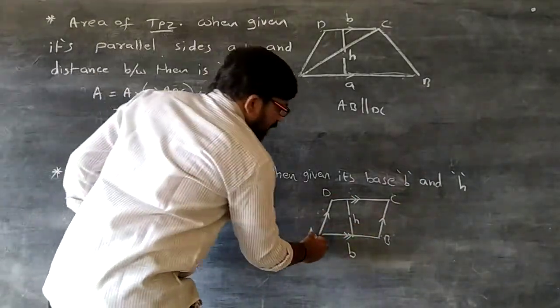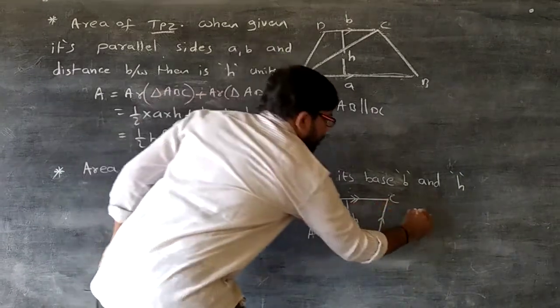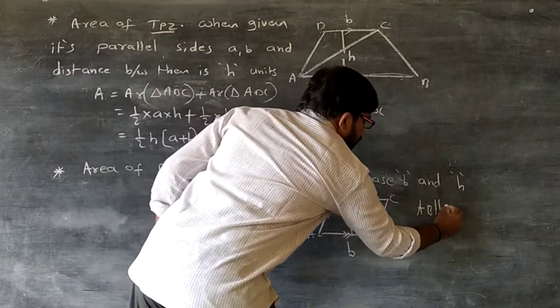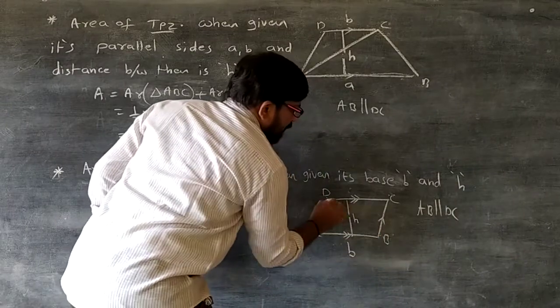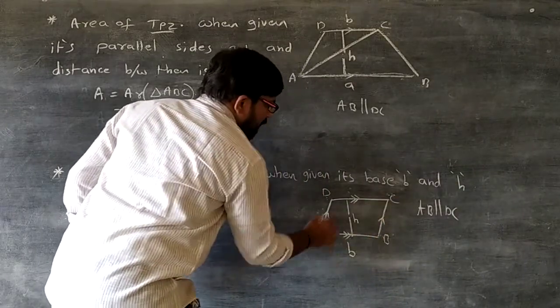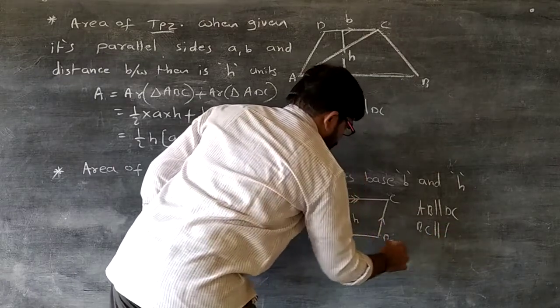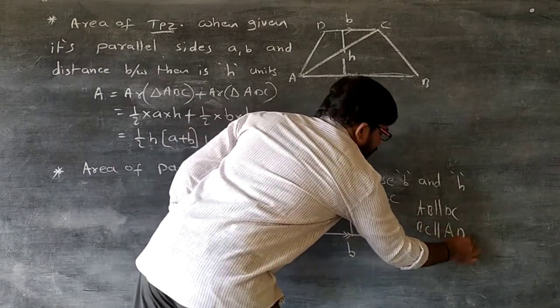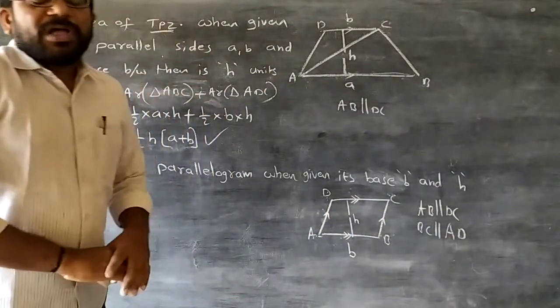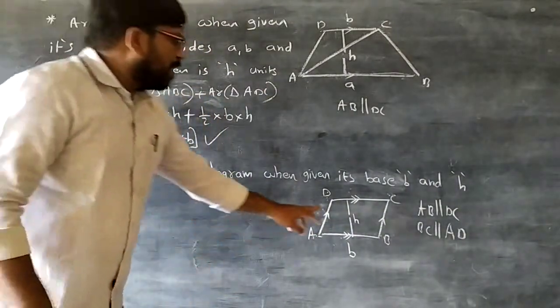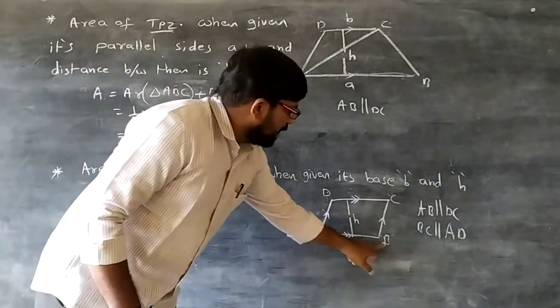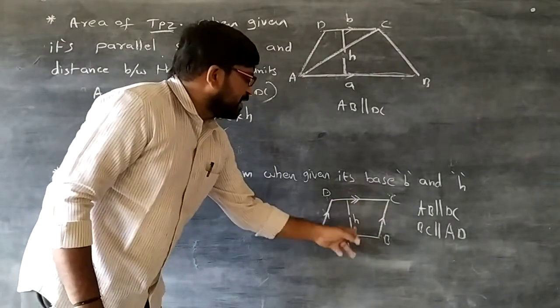That means AB parallel DC and BC parallel AD, right? Two pairs of opposite sides are parallel. So what is its area? B is its base and H is height.